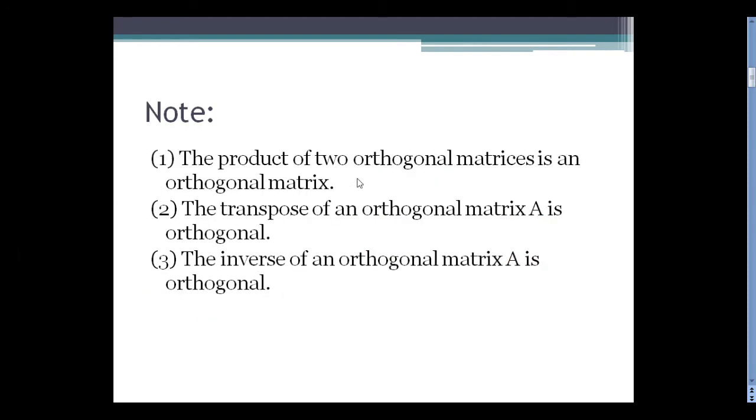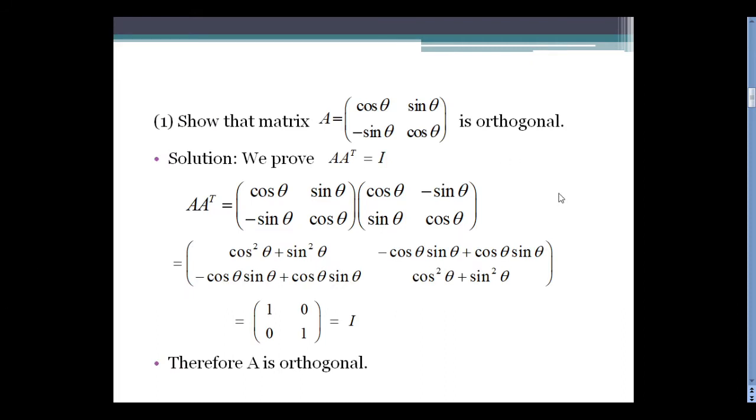Note, the product of two orthogonal matrices is an orthogonal matrix, and the transpose of an orthogonal matrix A is also orthogonal. When you take the inverse of A and A is an orthogonal matrix, then the inverse also will be orthogonal. Next we will see a small problem to prove it is orthogonal.